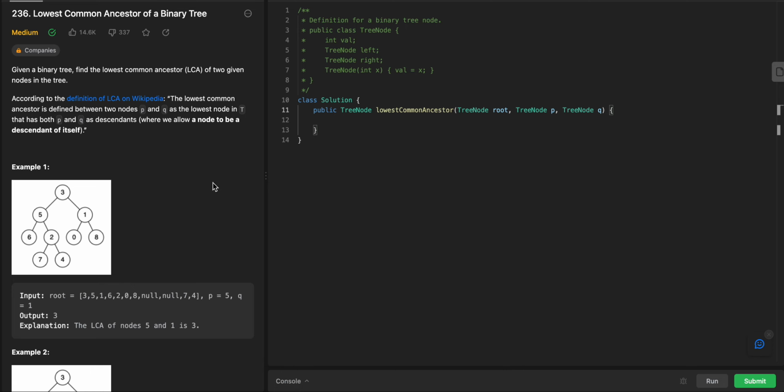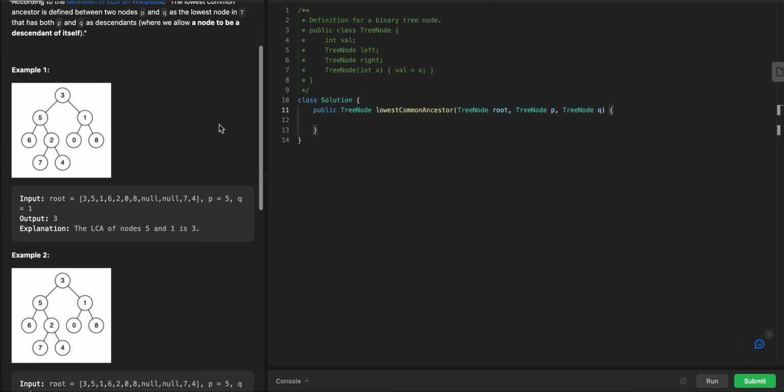Hello everyone, today I'm going to solve Leetcode problem number 236, lowest common ancestor of a binary tree. Now let's read the question. Given a binary tree, find the lowest common ancestor (LCA) of two given nodes in the tree. So what is LCA? LCA between two nodes P and Q is the lowest node in the tree that has both P and Q as descendants, and it is allowed for a node to be a descendant of itself.